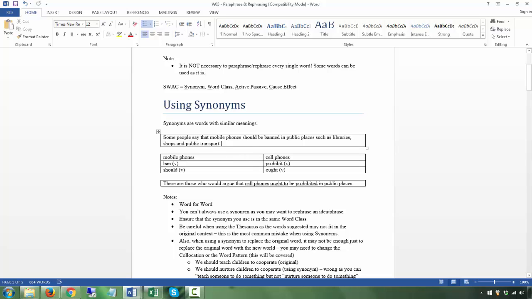So let's just have a look. This question says, some people say that mobile phones should be banned in public places such as libraries, shops, and public transport.